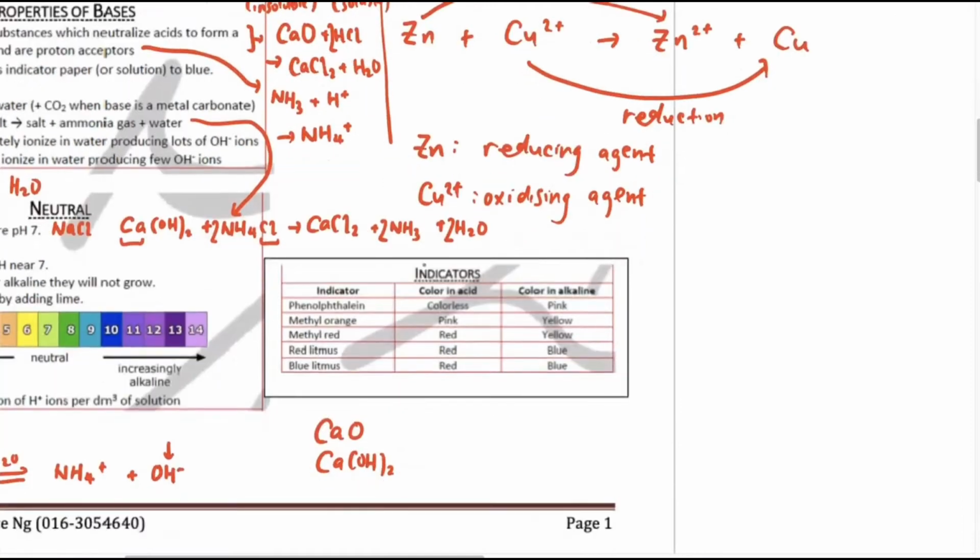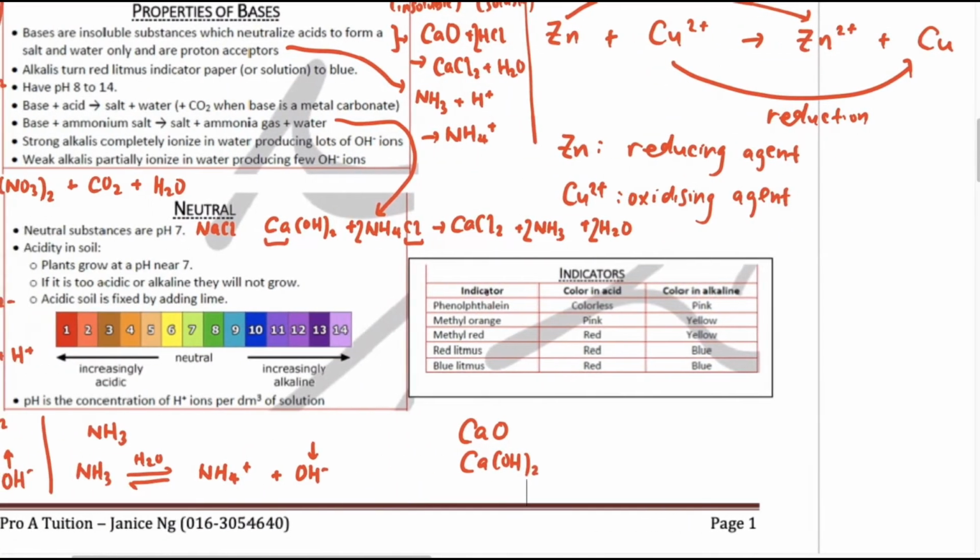So on this side, we have phenolphthalein. We call it an indicator. An indicator is actually a chemical that will change color in acid and alkaline. Phenolphthalein in acid is colorless; in alkaline, it is pink. Methyl orange in acid is pink, in alkaline is yellow. Methyl red, red, yellow. Red litmus paper, red, blue. Blue litmus paper, red, blue. So this is the color of the indicator in different pH. One more indicator which is not mentioned here is universal indicator, which shows all kinds of colors in different pH.